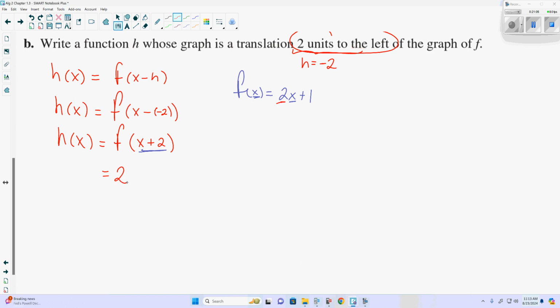But we don't have x anymore. What we have now is, because f of x is our function, so our function is still referring back to this here, f of x plus 2. It's still referring to the same function, but we're not talking about it in terms of x. We're talking about it in terms of x plus 2.